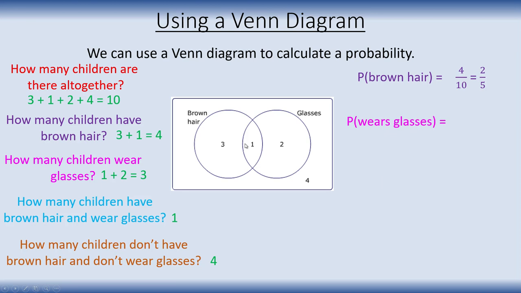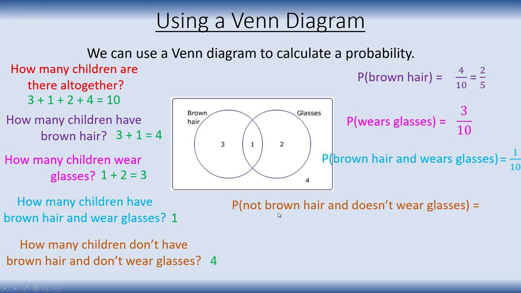Probability that they wear glasses. So we've got 3 wearing glasses out of a total of 10. Probability of brown hair and wear glasses. We've got 1 out of 10 altogether. Probability no brown hair and doesn't wear glasses. So it doesn't have brown hair and doesn't wear glasses. It's 4 out of 10, which is the same thing as 2/5.